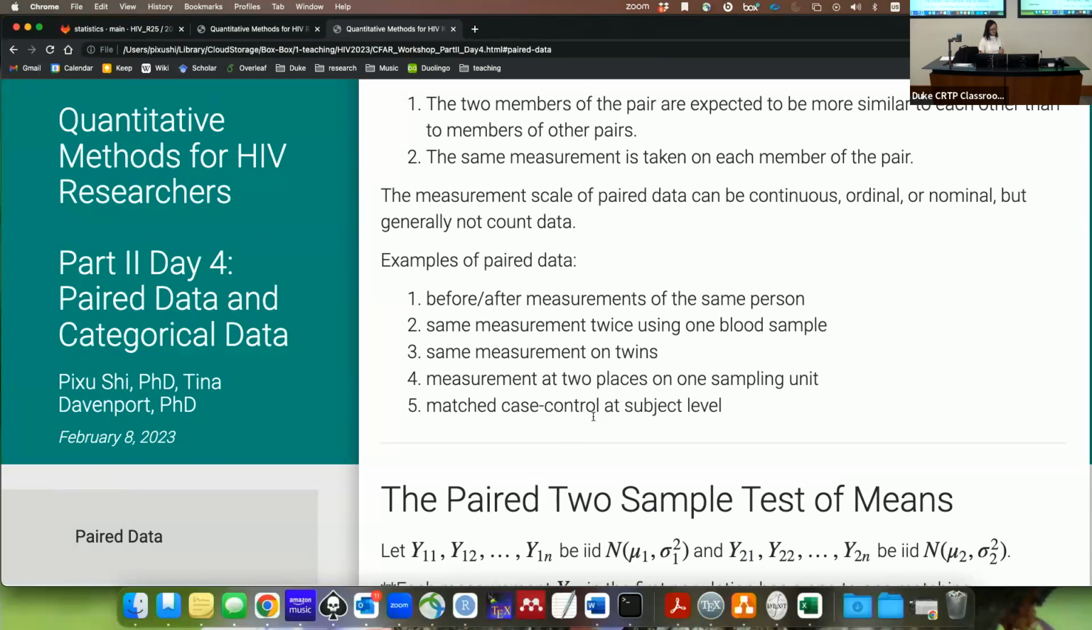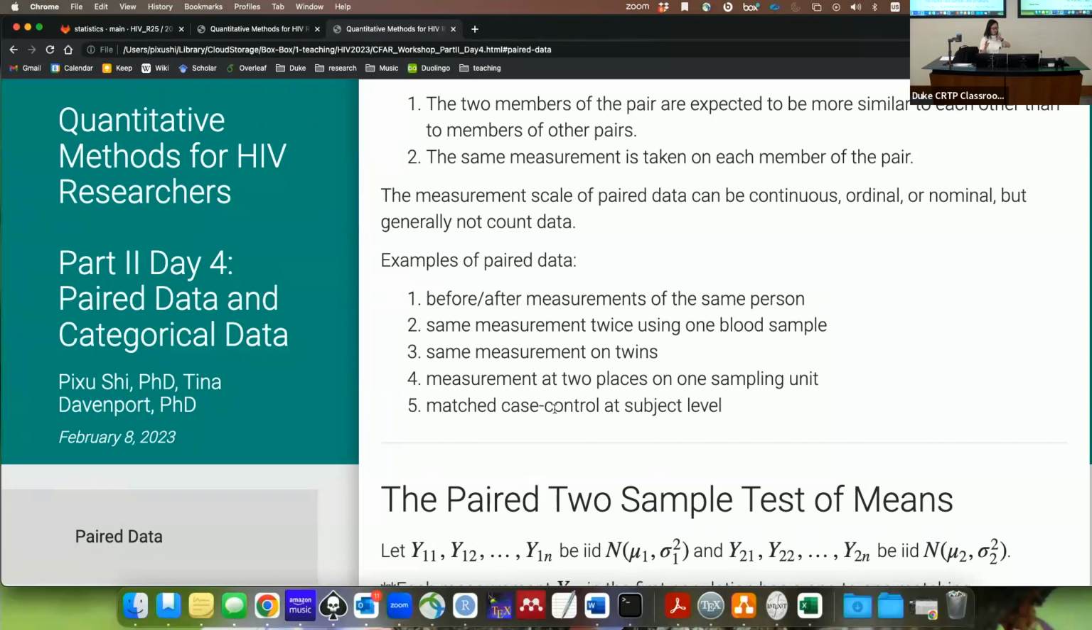And matched case control studies at the subject level, this is also sometimes considered as paired. So a matched case control study is a retrospective study where you look at a set of samples and you try to understand whether a risk factor is related to an outcome.